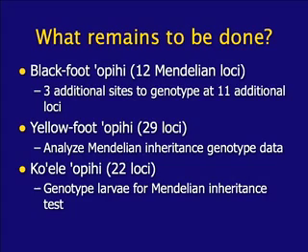And so what remains to be done is that we have 3 additional sites to finish the scoring for 11 additional loci for the Blackfoot. And we have the Yellowfoot Opihi. There's 29 microsatellites that we've done. The crosses are there. We have to analyze whether or not they pass the quality controls. And we have yet to go into the koele at all. We have the markers that have been developed, but that data is yet to be done.